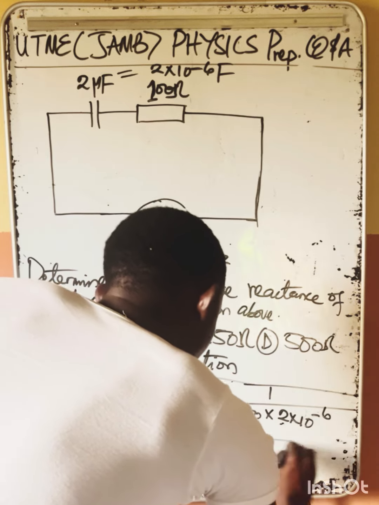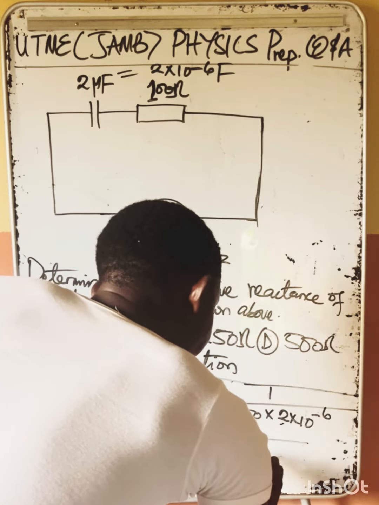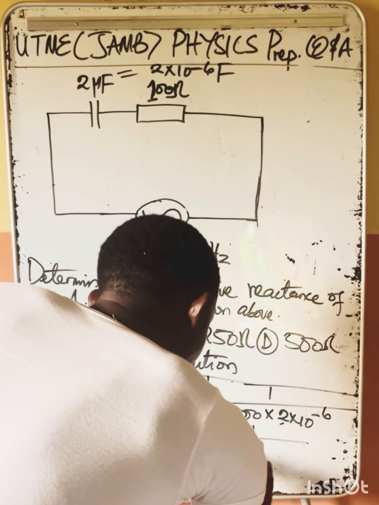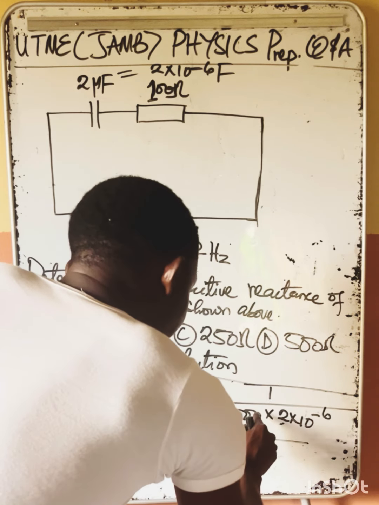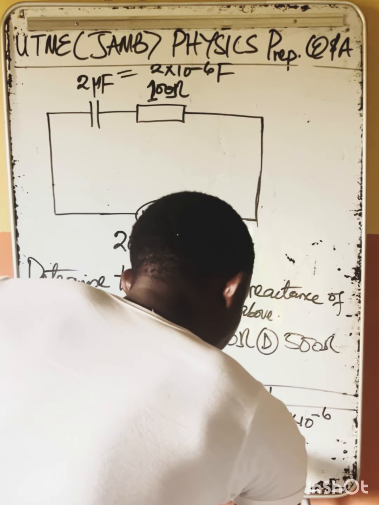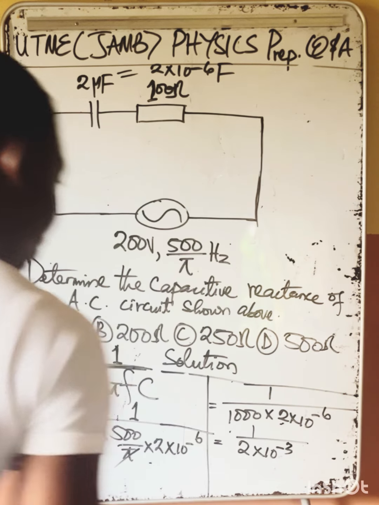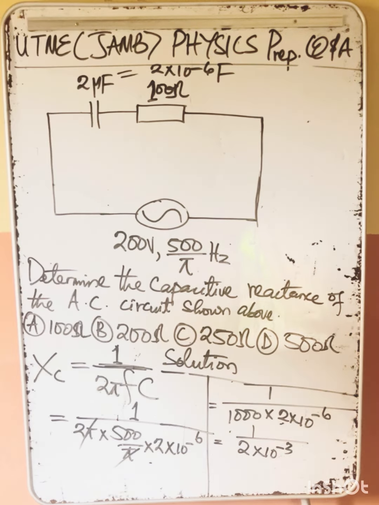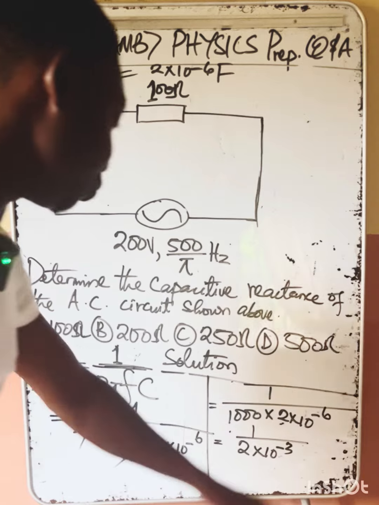This will be 1 over 2 times 10 raised to power index 3 minus 6, which will be index minus 3. Okay, so remember 1000 is 10 index 3 here, and if we do that by law of indices, we'll be left with this.